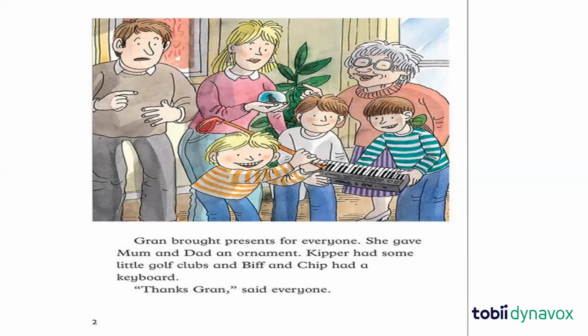Okay, well done. Now let's read this. Gran brought presents for everyone. She gave Mum and Dad an ornament, Kipper had some little golf clubs, and Biff and Chip had a keyboard. Thanks, Gran, said everyone. Now I'm just going to see, Joe, if you were following that while we read that. Could you look at the picture of the child that you think could be called Kipper in the picture there? Great stuff. Well done, Joe. That's everything.